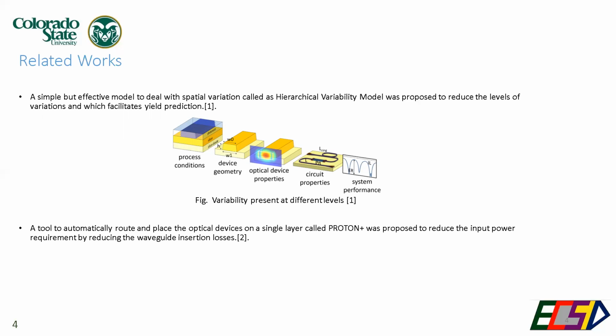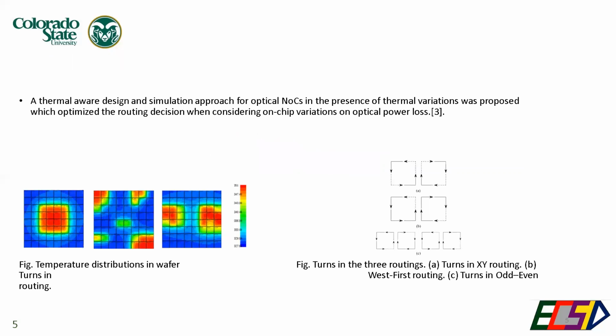The next related work presented here is a tool which automatically routes and places optical devices on a single layer. This tool is called PROTON Plus. It takes into consideration the routing challenges and minimizes the number of waveguide crossings, and as a result reduces the insertion loss, and due to the decrease in insertion loss, it reduces the input power requirement of the photonic circuits.